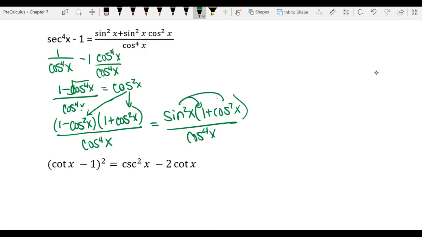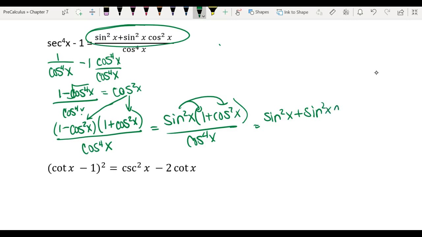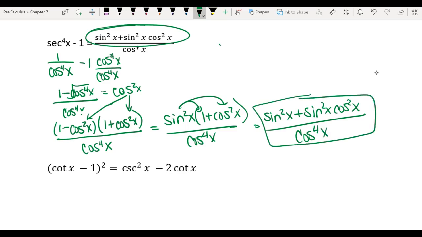And then your last step to get this is just to distribute this sine squared of x. So that gets you sine squared of x plus sine squared of x cosine squared of x all over cosine to the fourth of x. And then sine squared of x times cosine squared of x just sits together. You can't combine those because they're not the same trig.